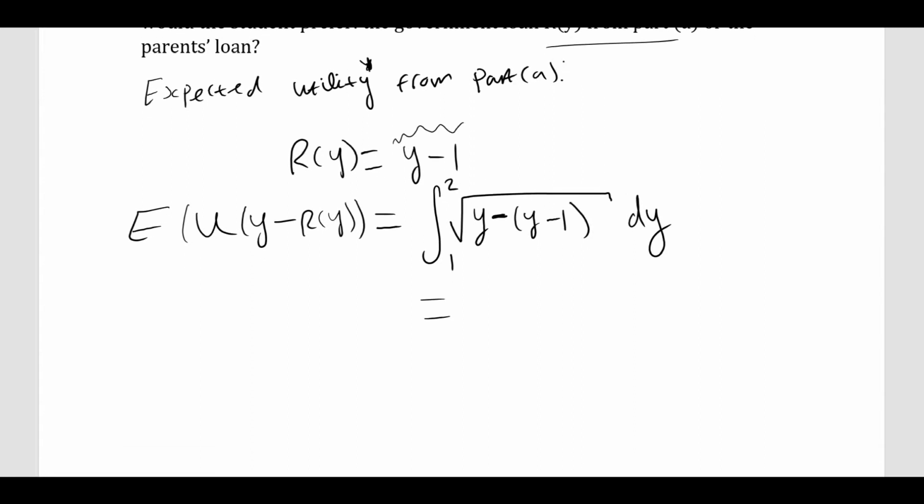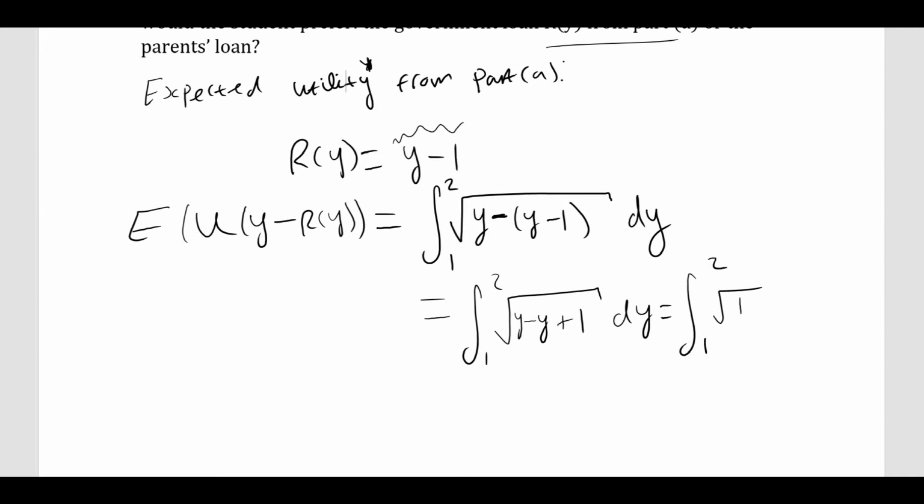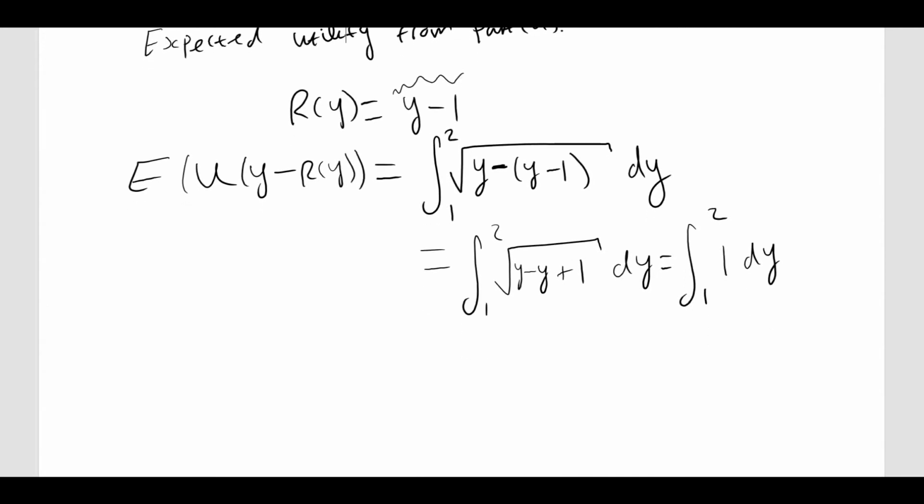Let's calculate this. So this is going to be the integral from 1 to 2 of the square root of y, take away y, and then minus times minus 1 is plus 1, dy. So we get the integral from 1 to 2 of y minus y is 0. Square root of 1 is just 1 dy. So we just have the integral of 1 from 1 to 2. And that's just going to be 1, because that's basically going to be y from 1 to 2, which is just 2 take away 1. I'm just subbing in 2 and 1. We get 1. So that's 1.